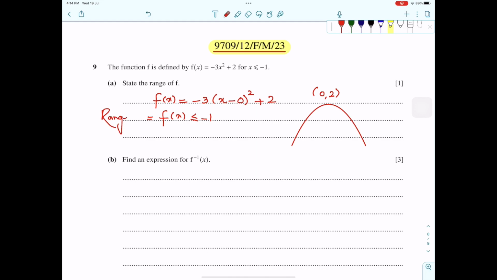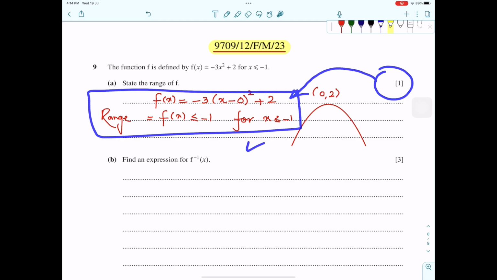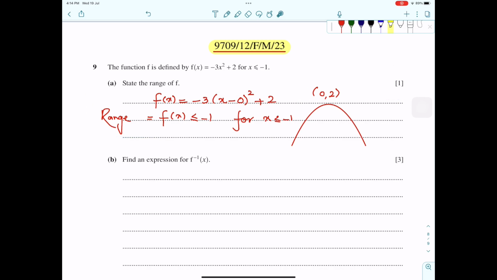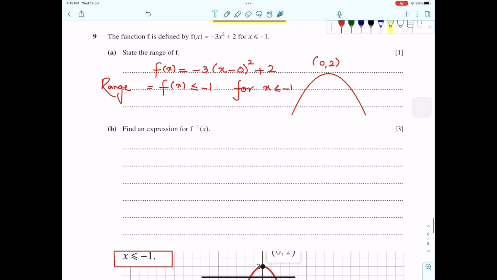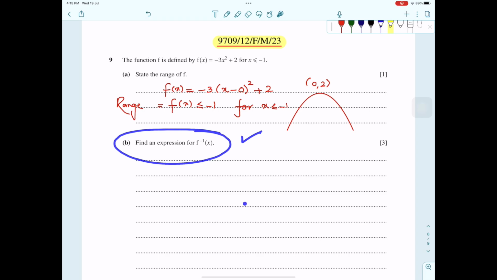It's your choice. You can also write it range. And you will get 1 mark for this. Typically, if you have 1 mark, that means you have 90 seconds to complete that question. So the next part of this question is to find inverse of a function.